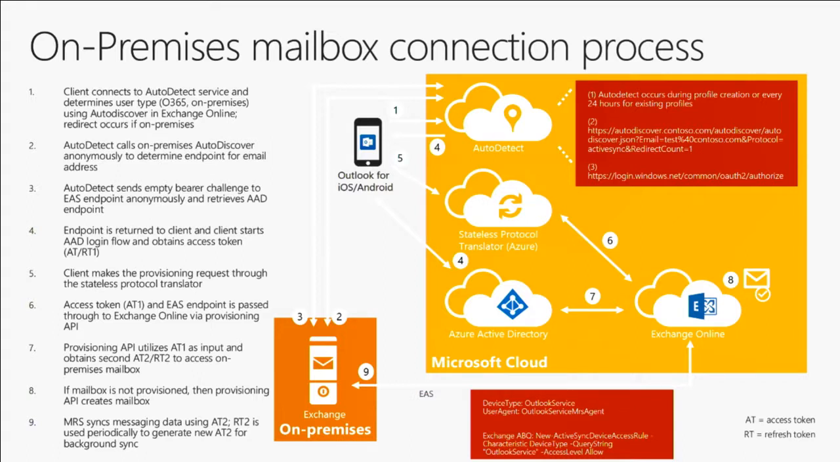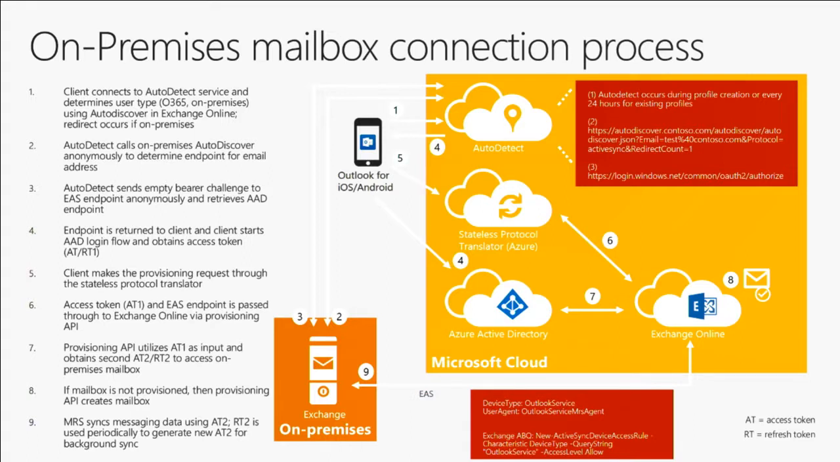ActiveSync will issue a 401 response back to the Auto Detect service saying, hey, you need to authenticate, but here's where you should authenticate, via a WWW-Authenticate header that tells us the OAuth endpoint we should go talk to. That OAuth endpoint will be an Azure Active Directory instance. The client will then attempt to connect to that Azure Active Directory endpoint. We'll do our authentication flow. We will eventually get back an access token pair, our first access token pair. That access token pair will then be used to connect through the stateless protocol translator service to access the data that's stored in Exchange Online through the provisioning API.